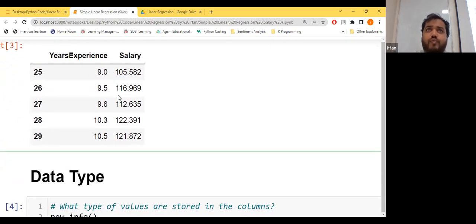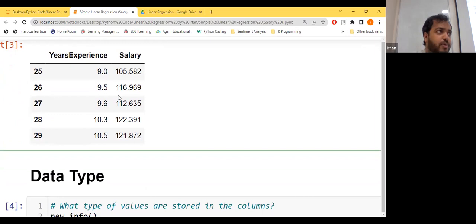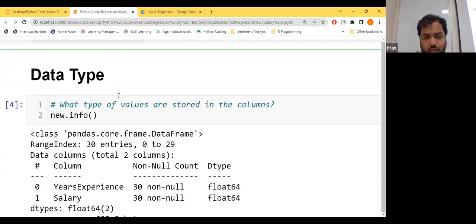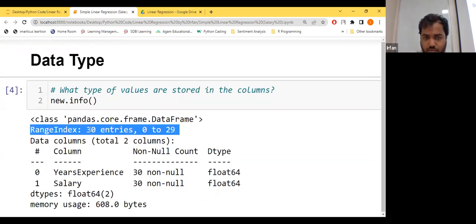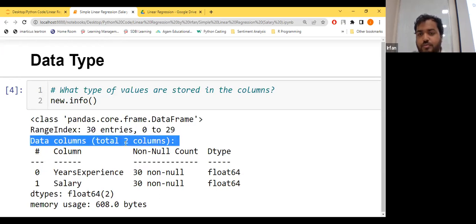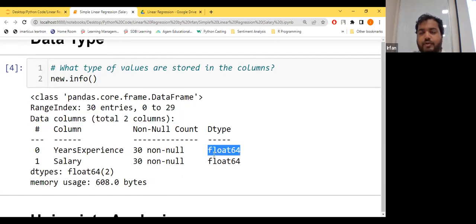Now we check info just to verify whether the data is numbers or categories. How many rows do we have? Total columns. Data type for year of experience. Both are float. Can we call float also one type of number? So both data are numbers.